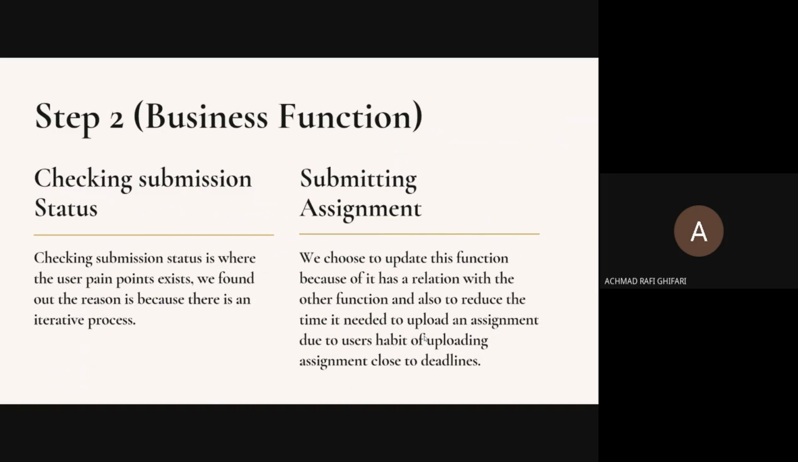Okay, and the second step is the business function. From the result of the interview, the respondents have a problem in checking submission status and submitting assignments. The checking submission status is where the user pain point exists. We found out the reason is because there is an iterative process, and the submitting assignment function is just to update, because we want to reduce the time it needs to upload the assignment, because users usually upload it close to deadlines.